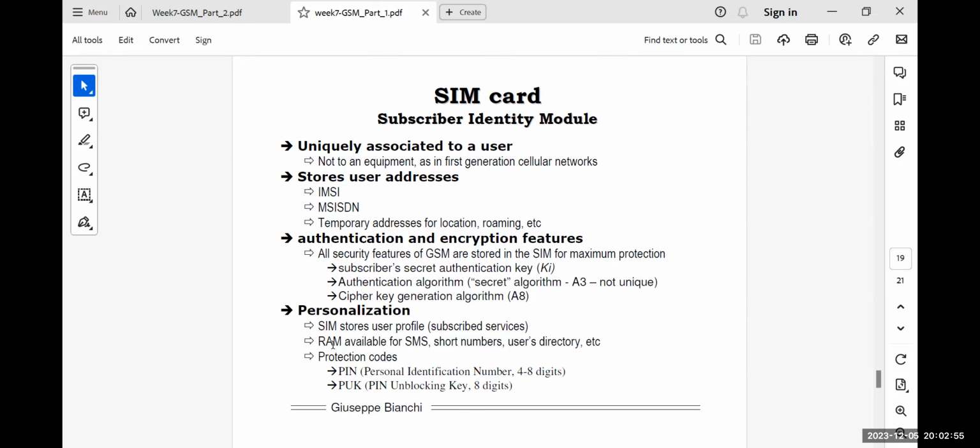So obviously it has a certain storage available. There's the RAM that is available for SMS, short numbers, the user directory. So whenever you purchase a mobile, that mobile has a large memory, but your SIM also has a certain memory. So you might have seen that a few of your numbers are sometimes stored in your SIM card, right? Moreover, the protection codes are also there, the personal identification number, the unblocking key. So there are a number of things associated with this SIM card.